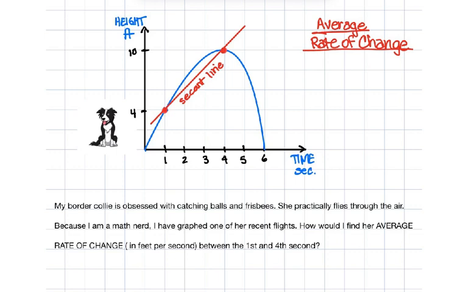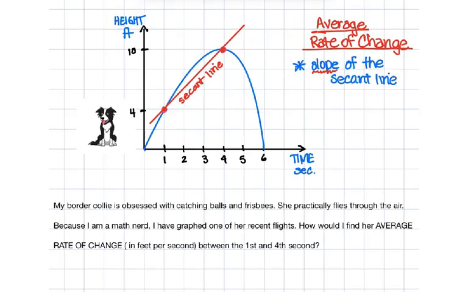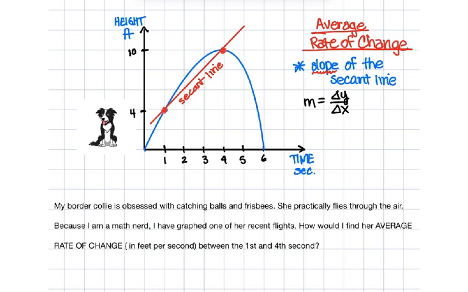Well, I'd use 2 points. And so let's pick 1 second, 4 feet, and 4 seconds, 10 feet. And then you probably recall from Algebra 1 that we're going to find the slope of the line that connects those 2 points. That's called the secant line. And you recall that slope is the change in y over the change in x.